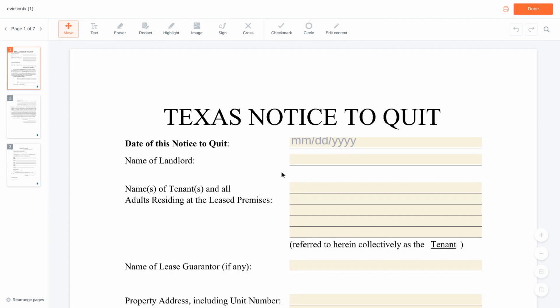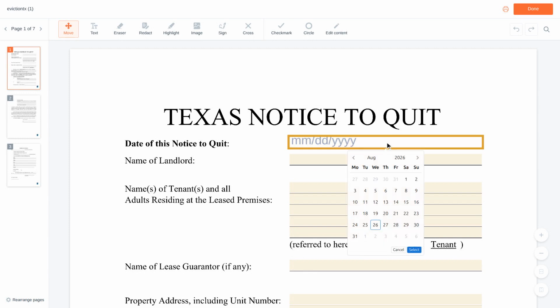Let's fill out the Texas Eviction Notice together, the written notice a landlord serves before an eviction case can begin, and check what the state asks of it as we go. Start at the top with the date of this notice. Then the landlord's name, in our example Anna Baker, and the tenant's, here Ben Carter.